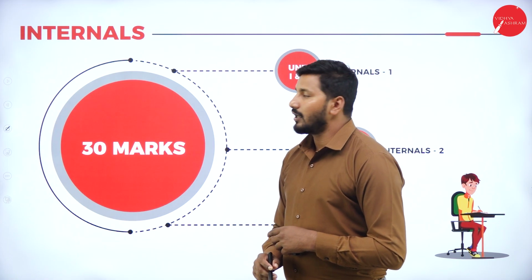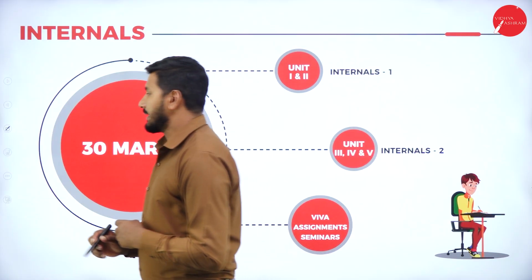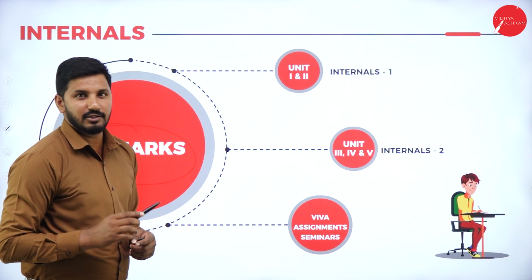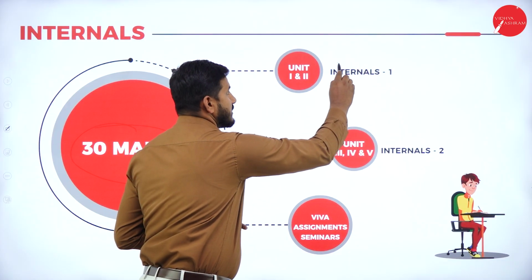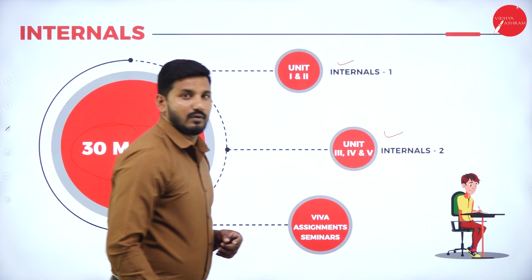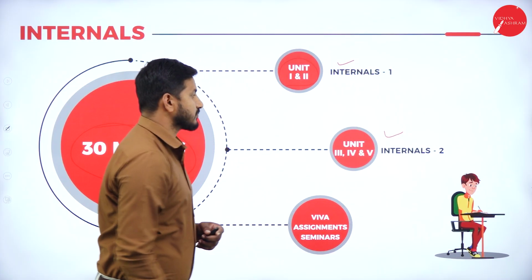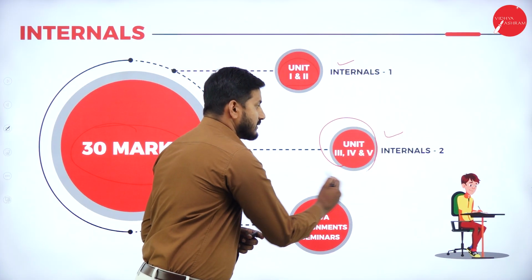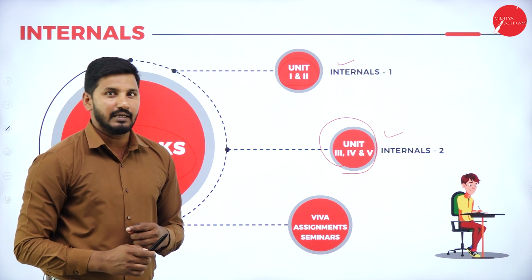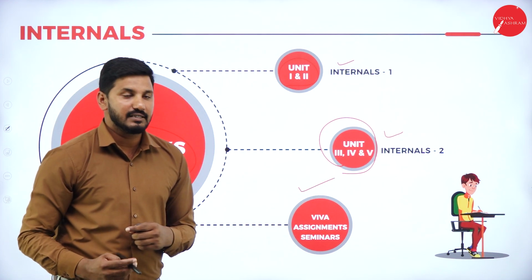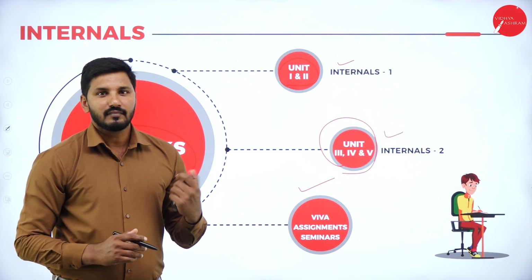So then move on to the internals part. It consists of a total of 30 marks. In these 30 marks, we'll be having 2 internals, 1 and 2. For internal 1, it will be units 1 and 2. And for internal 2, the 3rd, 4th and 5th units will be included. Along with that, viva, assignments and seminars will be included here.